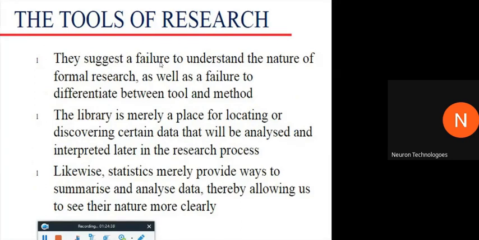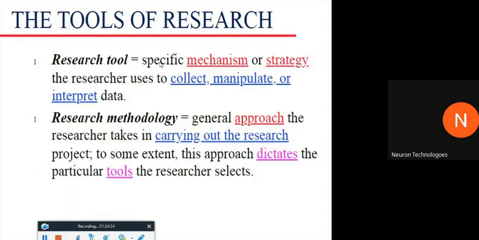They suggest a failure to understand the nature of formal research as well as a failure to differentiate between tool and method. The library is mainly a place for locating or discovering certain data that will be analyzed and interpreted later in the research process. So in this way you can do this. Research tool: a specific mechanism or strategy the researcher uses to collect, manipulate, or interpret data. And on the other hand, when we talk about research methodology, it's a general approach the researcher takes in carrying out the research project. To some extent, this approach dictates the particular tools the researcher selects.